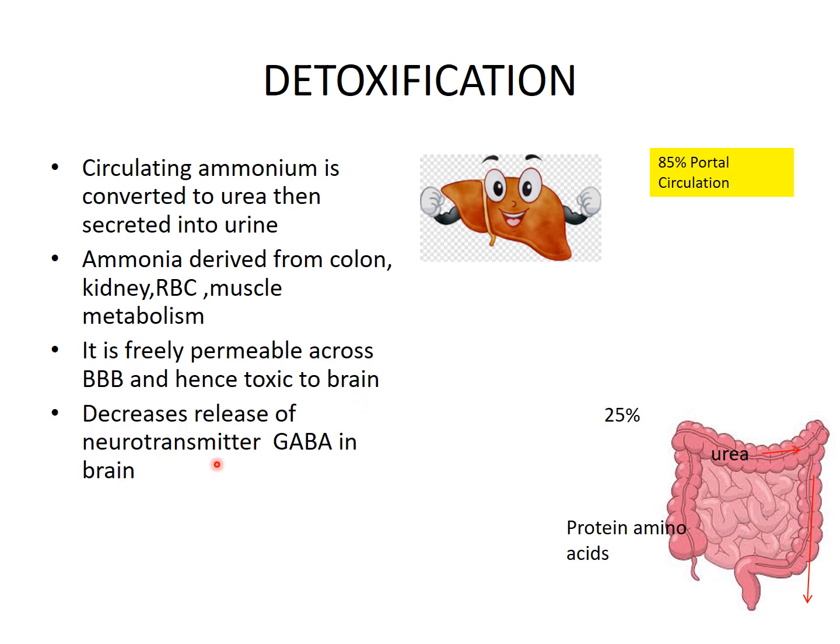It is toxic. Why? Because it inhibits the neurotransmitter GABA. GABA is an inhibitory neurotransmitter, and when it is decreased, what will happen? Increased excitability of the neurons. This excitability is toxic to the brain. So we need to convert this ammonia, or the circulating ammonium, into urea. And this urea can then be excreted out in the urine.